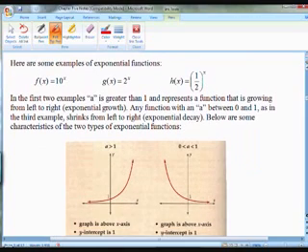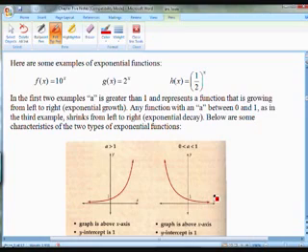In the first two examples, a is greater than 1 and represents a function that is growing from left to right, exponential growth. Any function that has an a between 0 and 1, as in the third example, shrinks from left to right and is known as exponential decay. So the first couple of examples would look like this, where you're starting out slow and then you're growing rapidly as x increases. And the other one, again, I call exponential decay. You're starting out big and you're actually shrinking as your x is getting bigger and bigger.